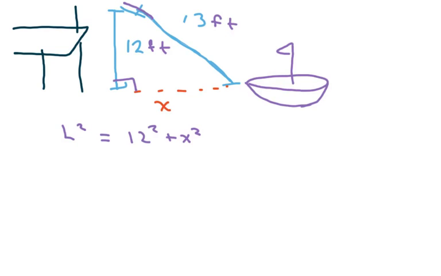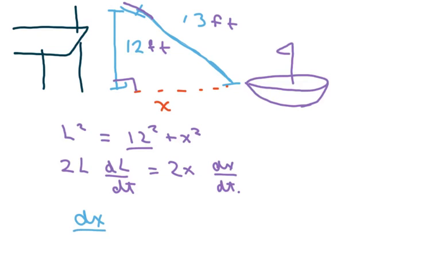And we're going to take the derivative of this, and you're going to get 2L times the derivative of the length with respect to time equals, this goes away, so you just have 2x times the derivative of x with respect to t. So our derivative of x with respect to t equals L over x times the derivative of L with respect to t, because the 2's will cancel. Basically, I'm just dividing both sides by x here.